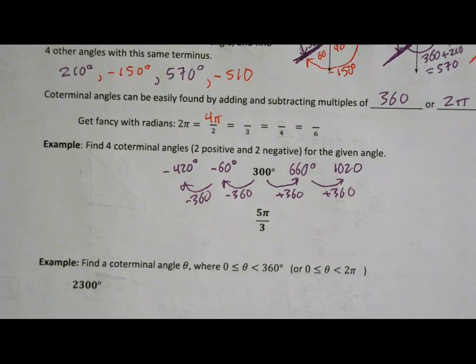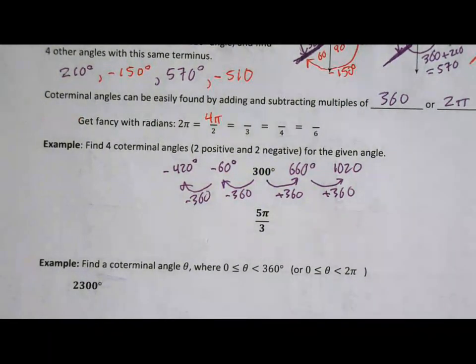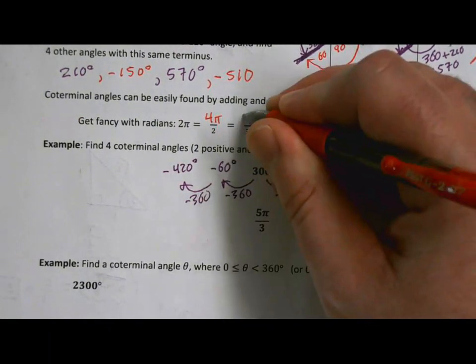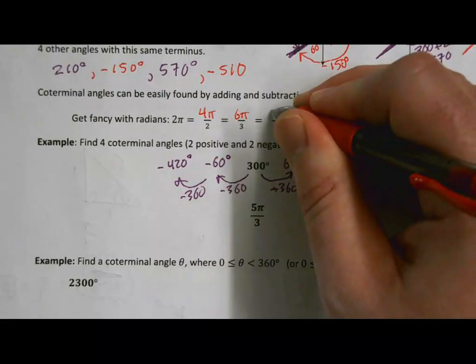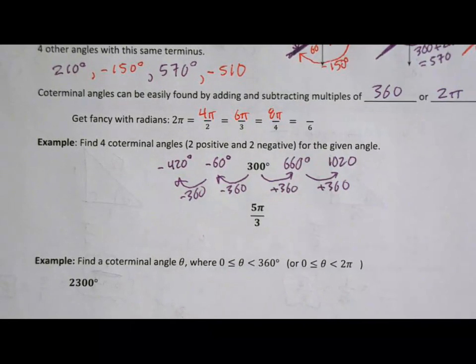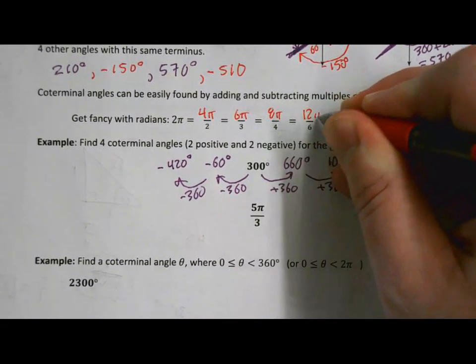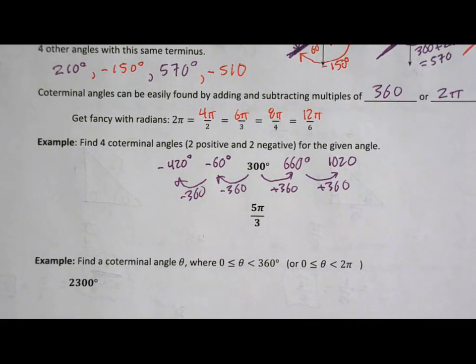If I wanted a fraction that was over 3 that was equal to 2 pi, what would I put on the top? 6 pi over 3 is the same as 2 pi. What are some other versions of 2 pi that we could use? 8 pi over 4, 12 pi over 6. So dealing in radians, I think these are actually easier because the numbers are smaller.